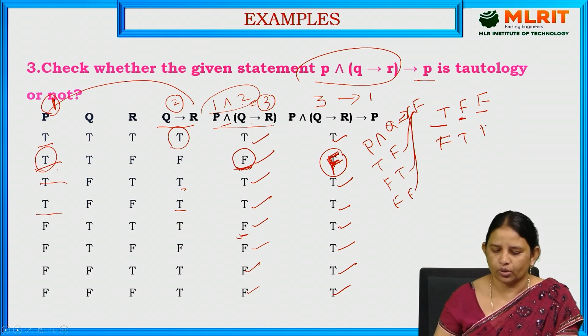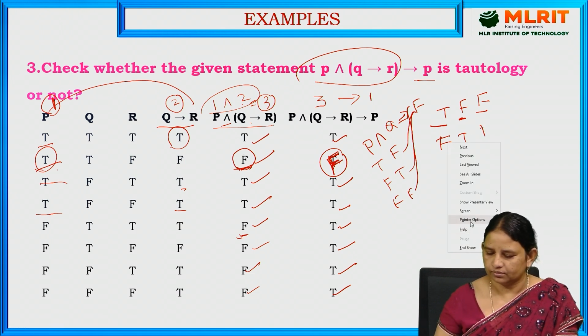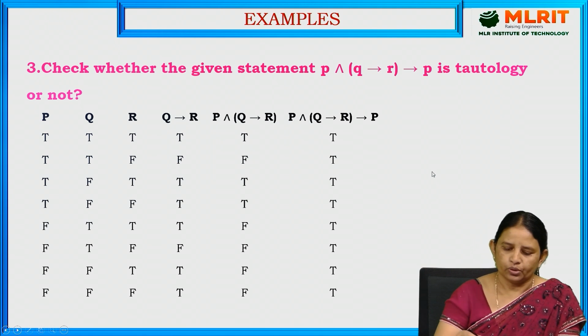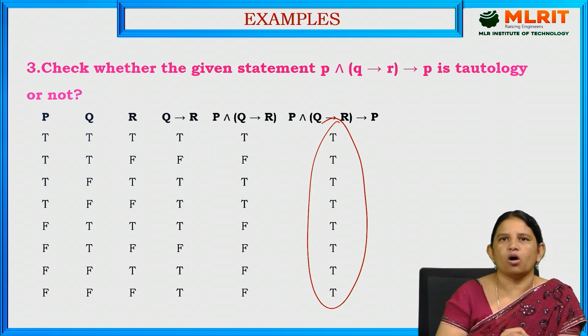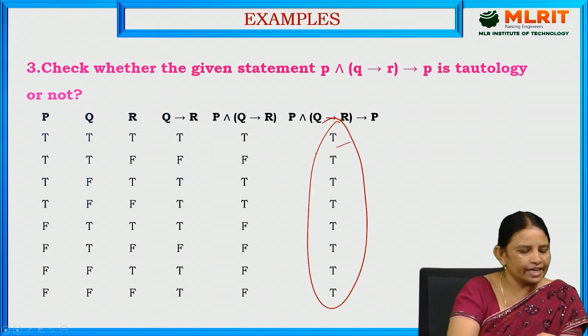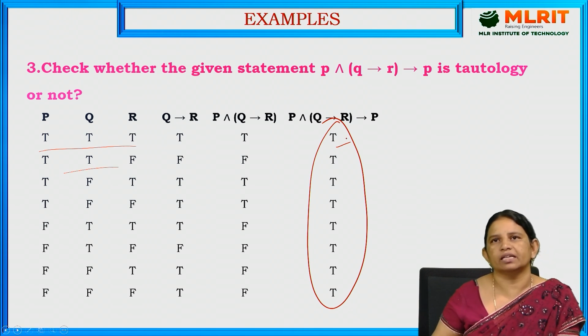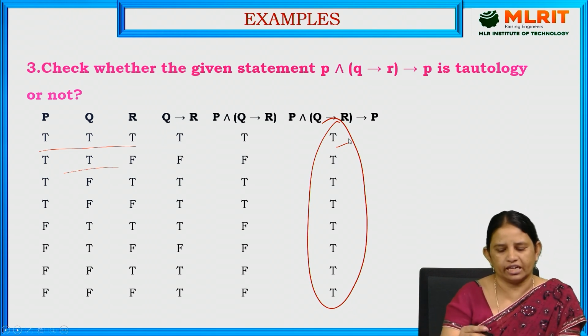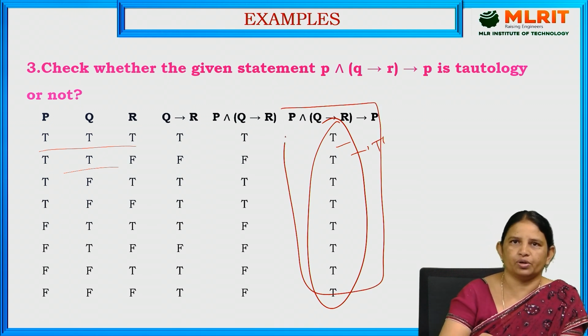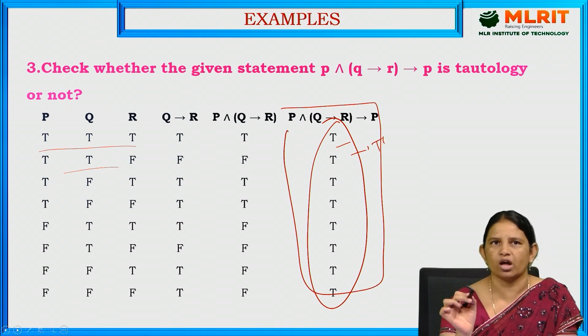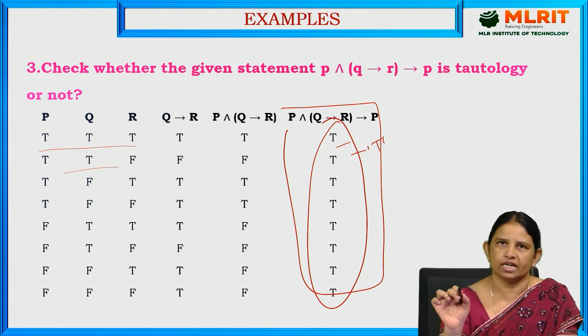So the total table consisting of all the true values for any combination. For any combinations it returns a true value. Then it is called a tautology. The given proposition is a tautology because the final column of the truth table returns a true value for all the combinations of given inputs. So it is called a tautology.